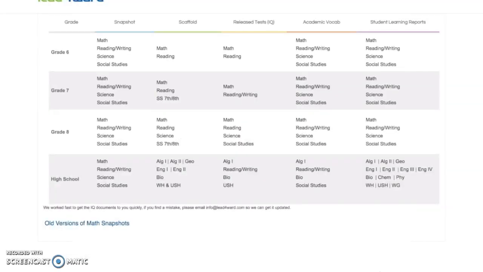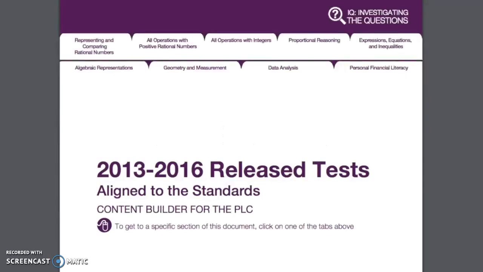Back on the resources page, we also want to explore the release test IQ. Investigating the questions, or IQ, simply takes the release test items and bundles those together based on content. Looking at the top, you'll see the clusters within that grade level. And when you click on the tab at the top, it will take you to the questions related to that cluster. Let's stay with the same one, representing and comparing rational numbers.